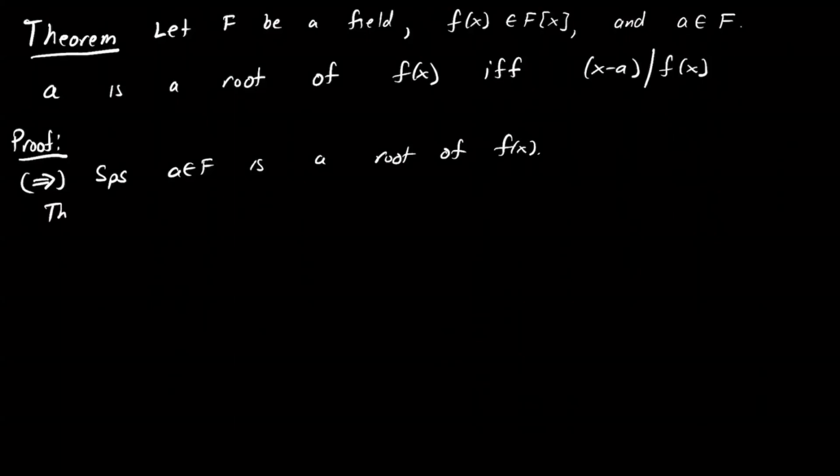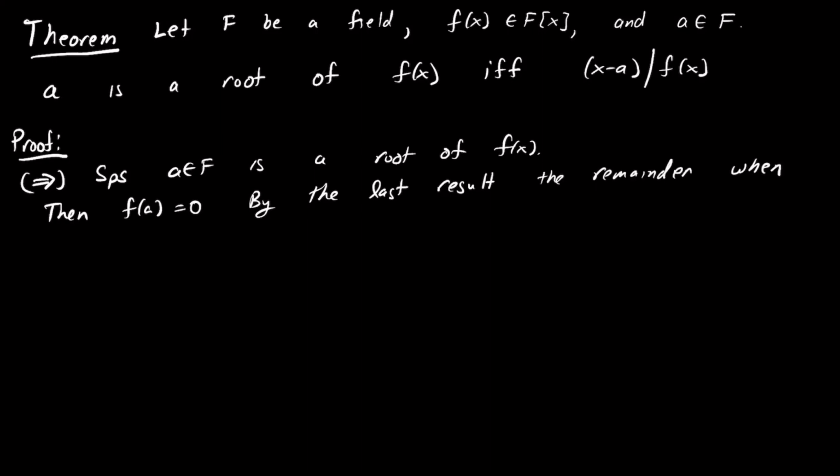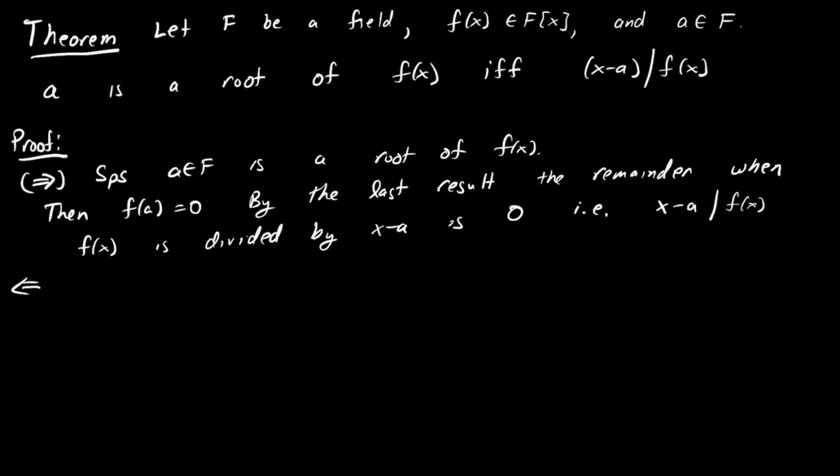What does that tell me? Well, then I know that f of a is equal to 0. And by our last theorem, so by the last result, I can then say that the remainder when f of x is divided by x minus a is 0. And what does this mean? In other words, this means that x minus a divides f of x. All right, so we've proved the forward direction. All right, so now we're ready for the backwards direction.